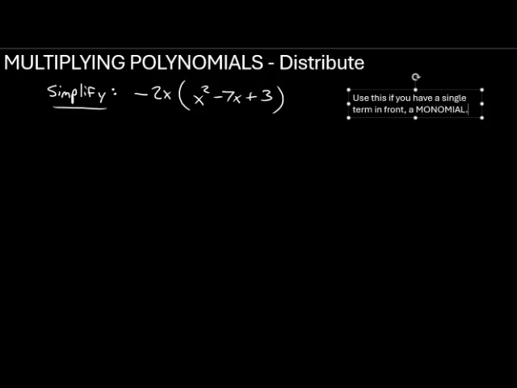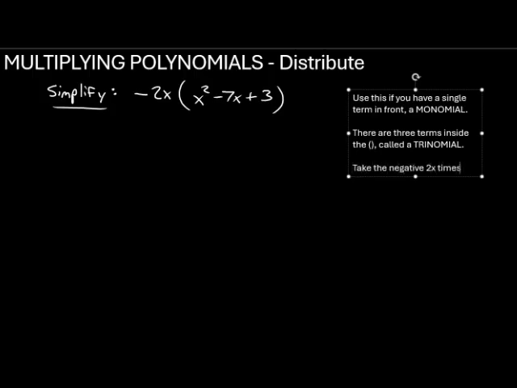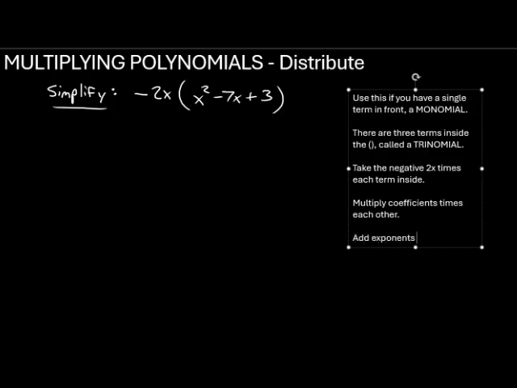Monomial meaning single term. Inside of the parentheses, we are multiplying that monomial times something with 3 terms called a trinomial. When we distribute, we'll take that negative 2x times each term inside. When we multiply, we will multiply the coefficients times each other. And when it comes to exponents and you're distributing, you will add the exponents together.